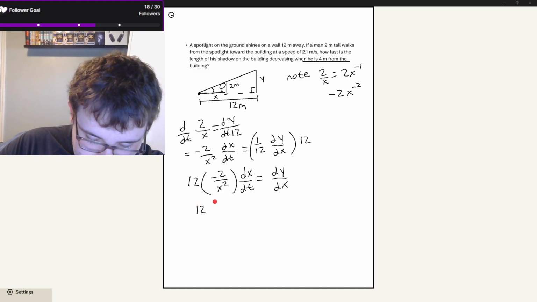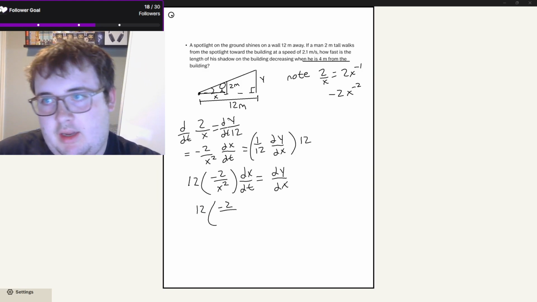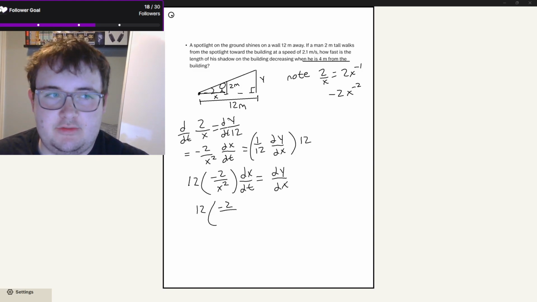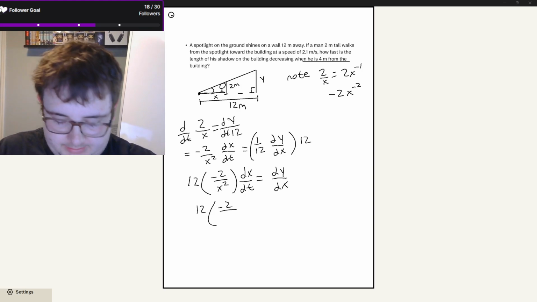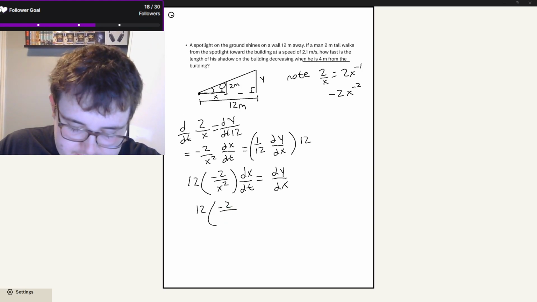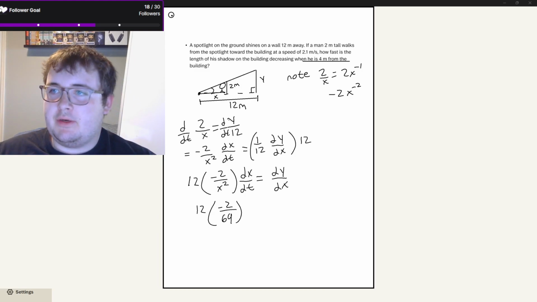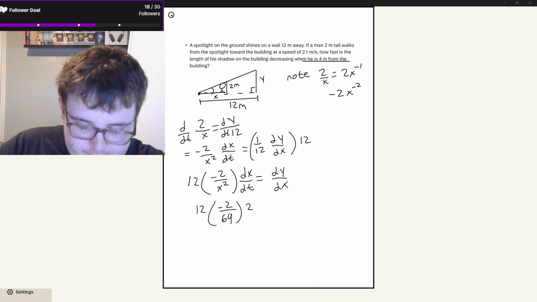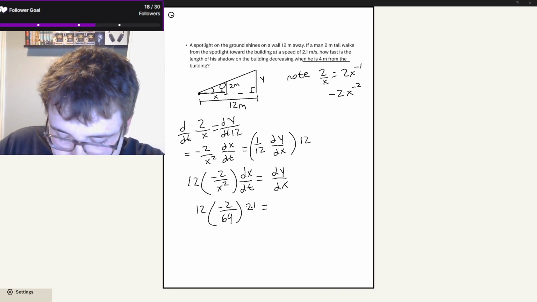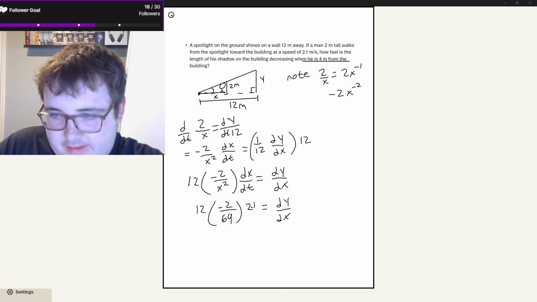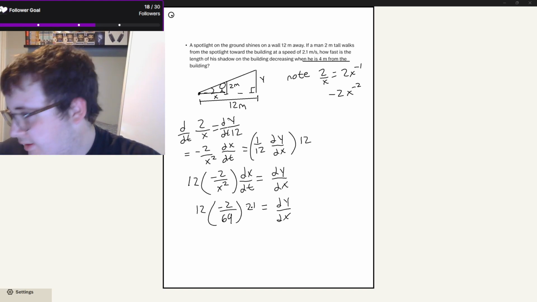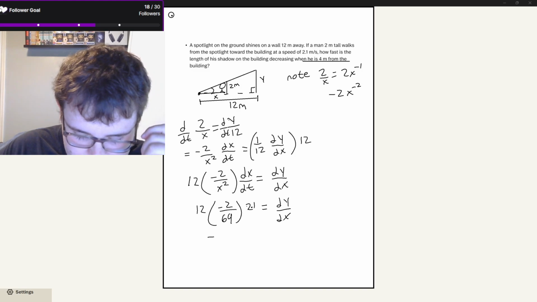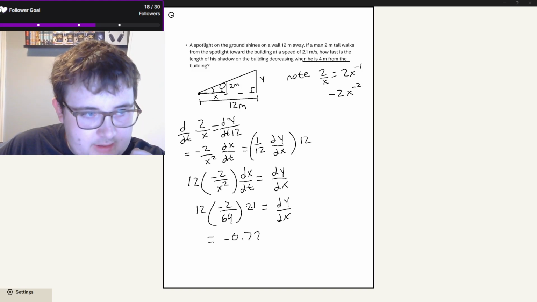So 12 times negative 2, and we want our x to be when he is 4 meters away from the building, so just do 12 minus 4. We get 8 squared, which is 64. Then we multiply that by how fast the man is walking, dx/dt, which is 2.1 in this case, and this is equal to dy/dt. Let me grab a calculator real quick. We get negative 0.78.